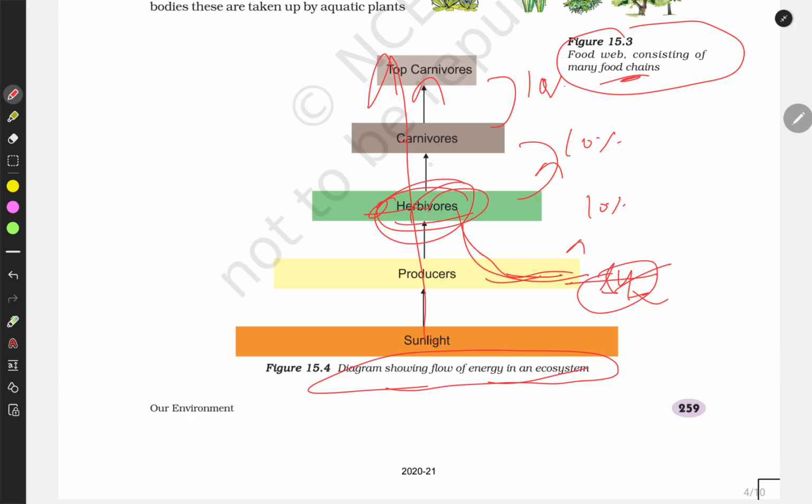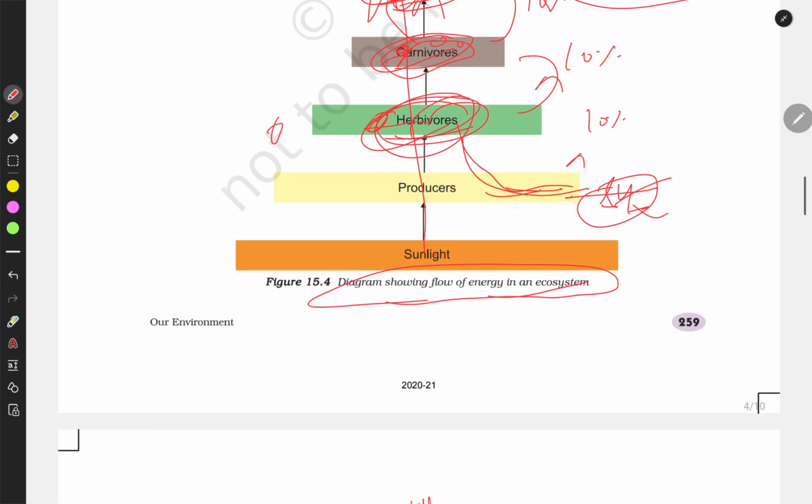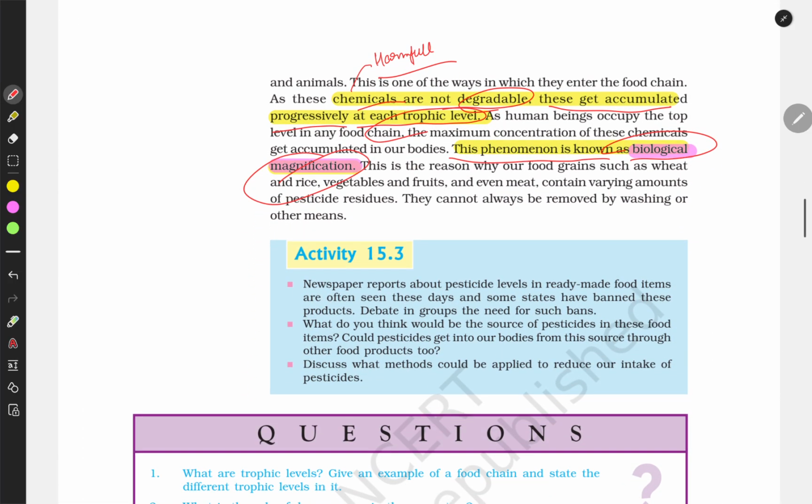When the herbivores are eaten by the carnivores, it accumulates again. A lot of accumulation will be there because the carnivore will eat many herbivores. And when these carnivores are eaten by the upper level carnivores or top carnivores, there will be more accumulation of these toxic substances, and this phenomenon is called biological magnification.